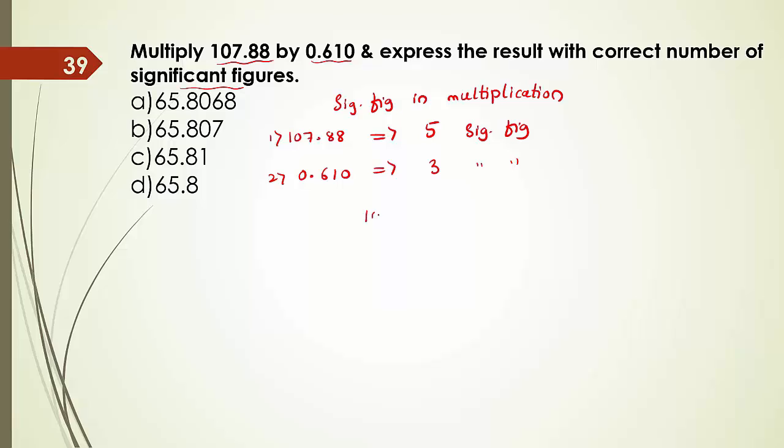Then multiply these two numbers, 107.88 into 0.610. So the final answer is 65.8068. But according to the rule for significant figures in multiplication, the final result should contain the least number of significant figures. The least is how much? 3. Only 3 digits it should contain. So I am going to round off the number as 65.8, because 0 is less than 5, so the previous number remains constant. 65.8 means option D is correct.